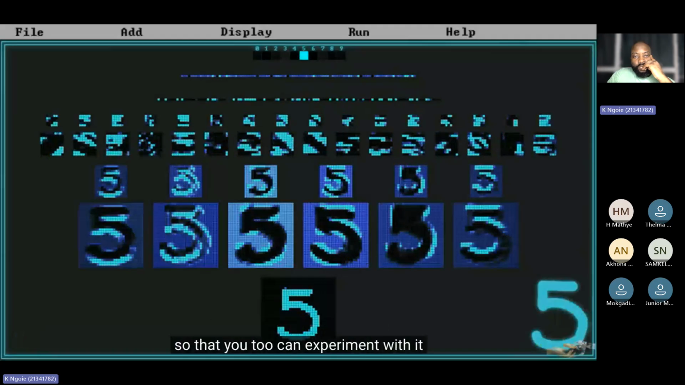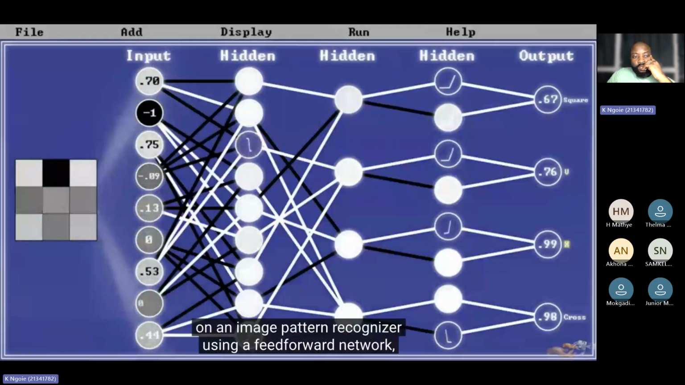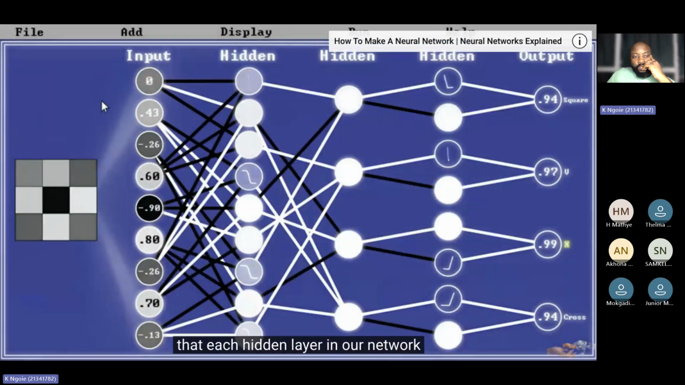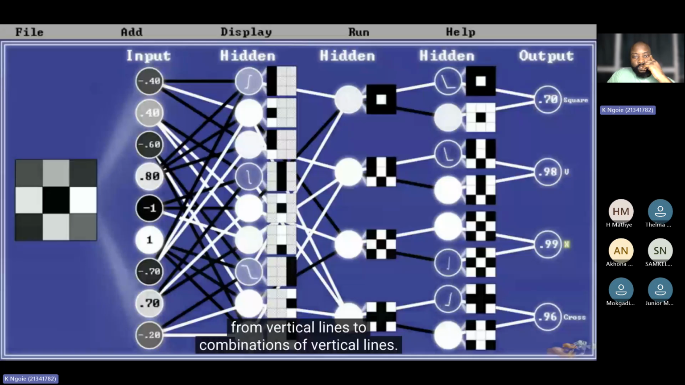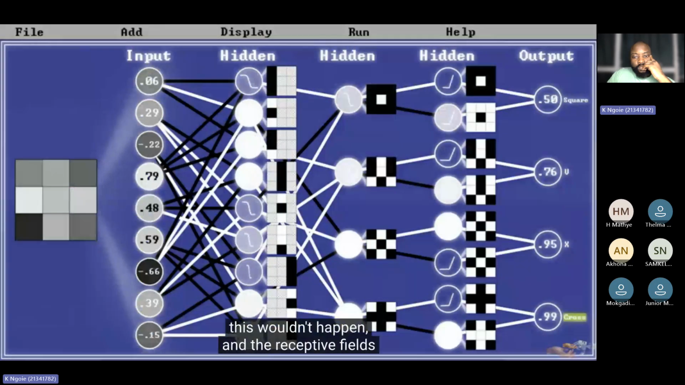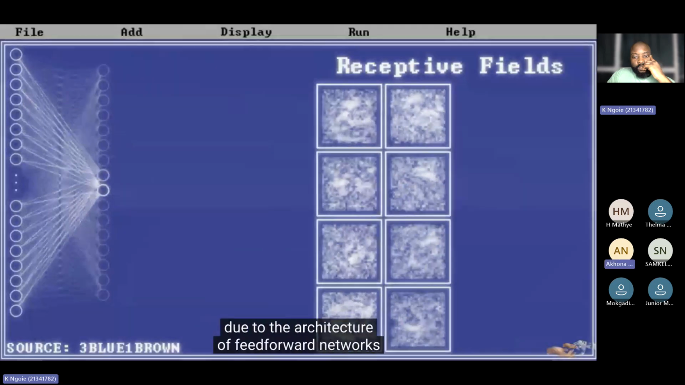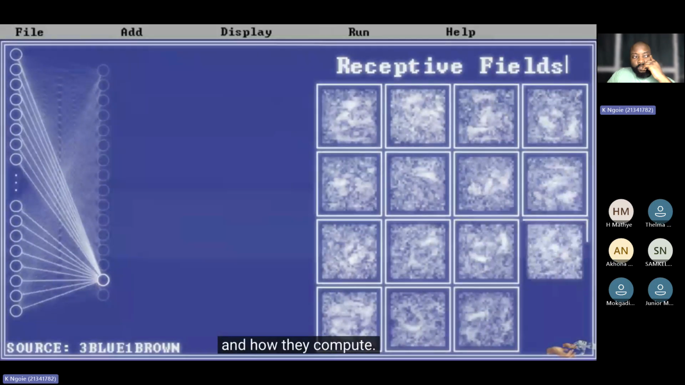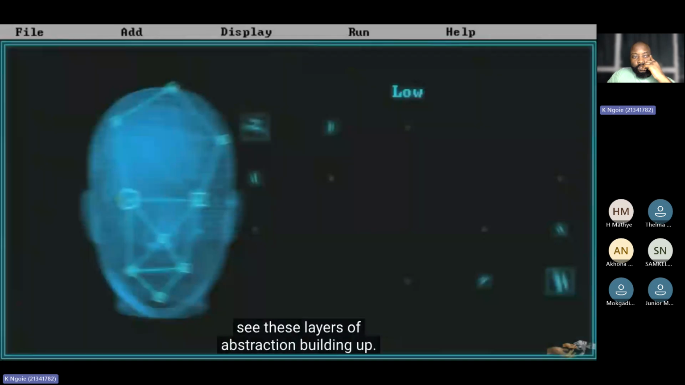Now, if you can recall from our example on an image pattern recognizer using a feed-forward network, we set up an idealized system and made the assumption that each hidden layer in our network would build upon further layers of abstraction, from vertical lines to combinations of vertical lines. However, in actuality, as we explained, this wouldn't happen, and the receptive fields in the network would be a lot more random to the human eye due to the architecture of feed-forward networks and how they compute. With convolutional networks, however, this isn't the case, and we could to some extent see these layers of abstraction building up.